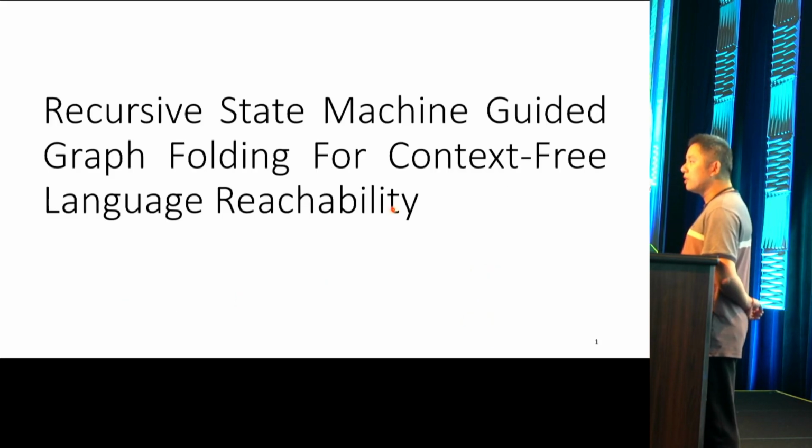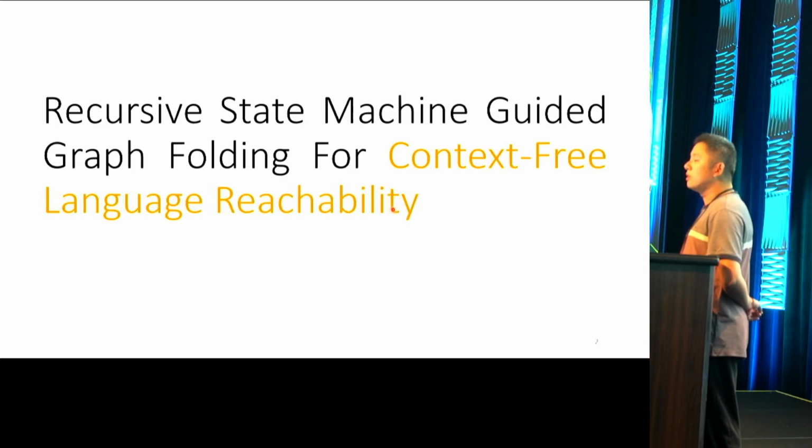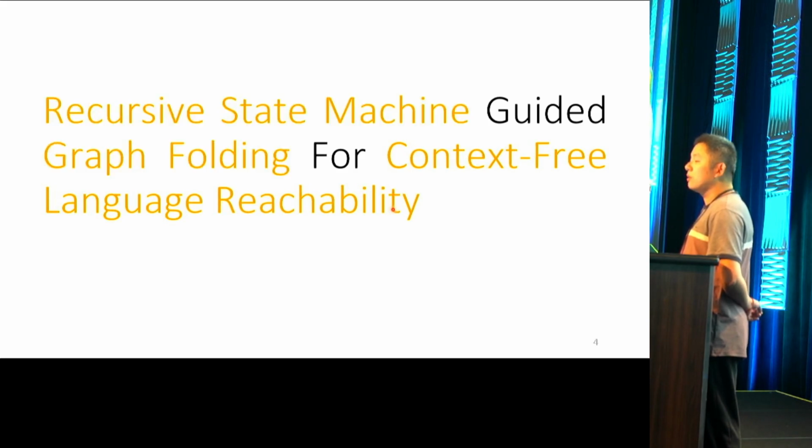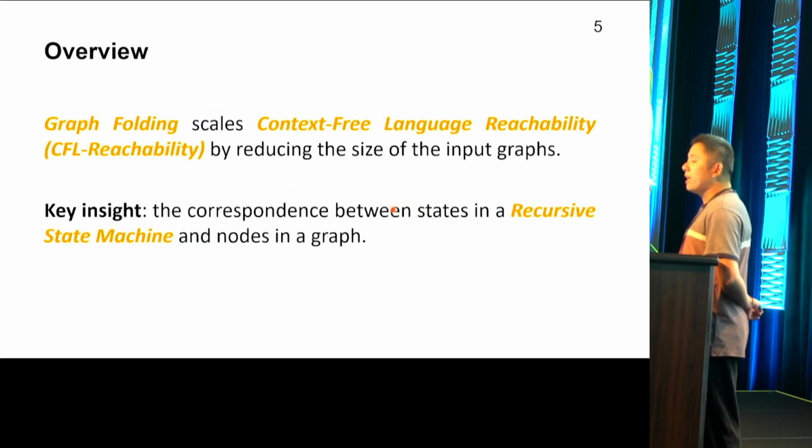So the title of our paper is a little bit long. It's called Recursive State Machine Guided Graph Folding for Context-Free Language Reachability. In the title, there are three key concepts: context-free language reachability, recursive state machines, and graph folding. If we put everything together, our paper proposes a technique called graph folding that can scale CFL-reachability computation by reducing the size of the input graphs.